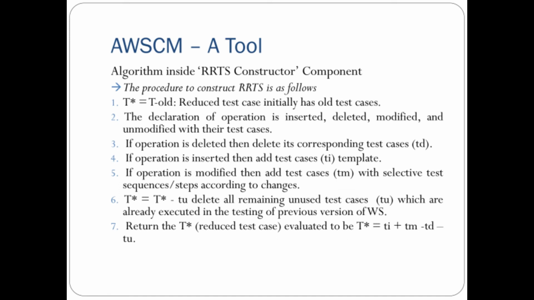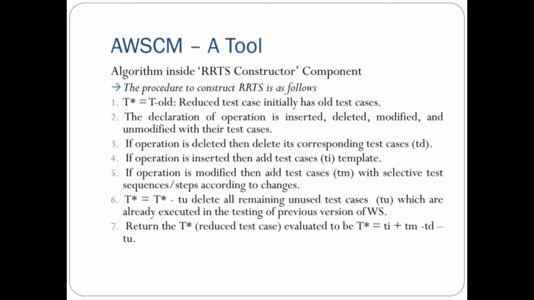So this algorithm for the RRTS construction works like this: T star means the old test suite, and the new test suite that we want to construct is initialized with the old test cases. Then we declare some inserted, deleted, modified and unmodified test cases based upon that. If some operation is deleted, then the test case would be deleted.